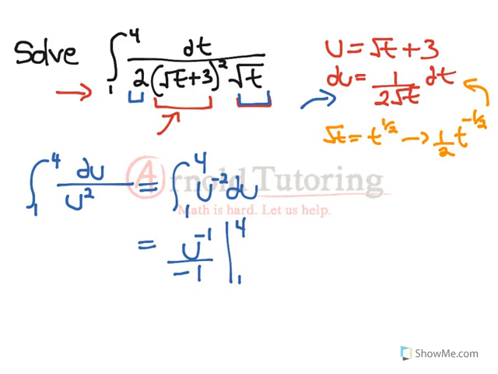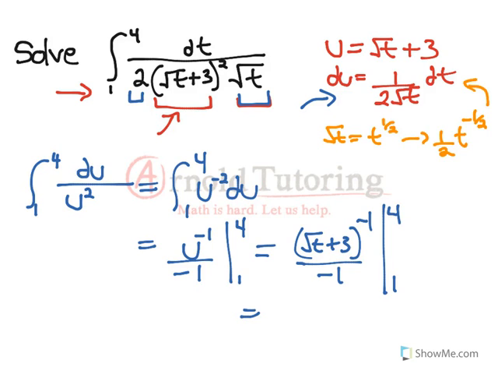Only we're not going to evaluate u from 1 to 4. We need to now substitute back out. u is root t plus 3, to the negative 1 over negative 1, and we're going to evaluate that from 1 to 4. Do not forget to substitute back out. We don't have our limits in terms of u, we have them in terms of t.